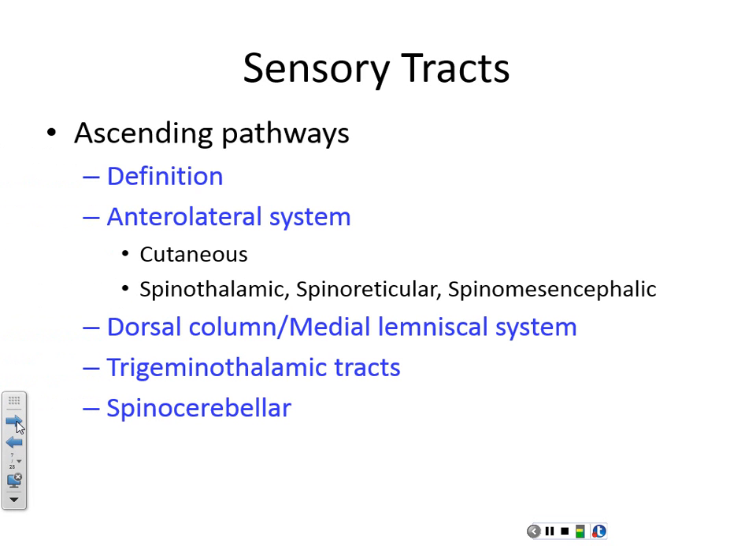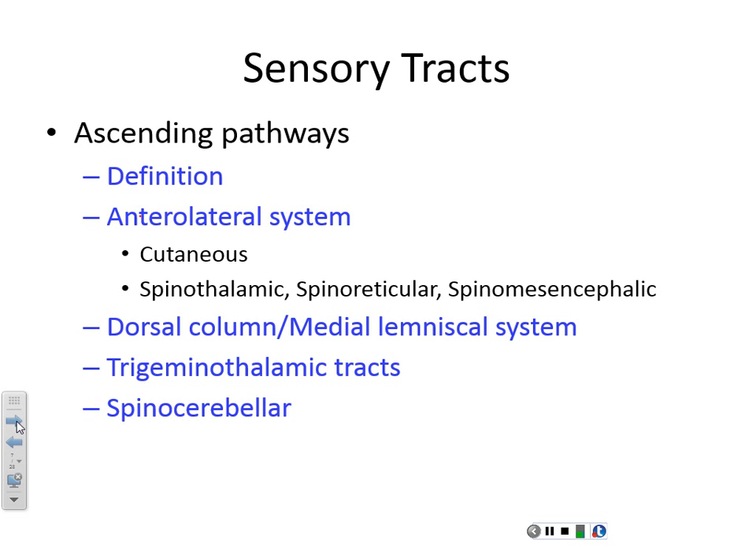All right, so now we come to the fun part. The sensory tracts going up, and then we'll talk about the ones going down. Okay, sensory tracts. Okay, the ascending pathways. What do they provide? Information about the body to the brain. Sensory information to the brain, okay? Mostly to do with the skin, right? And touch and receptors, so cutaneous information, all right?